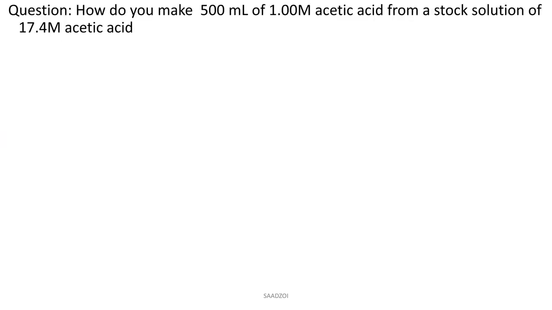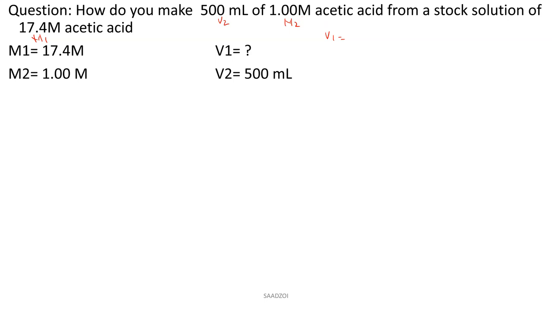All right, so how do you make 500 milliliters of 1 molar acetic acid from a stock solution of 17.4 molar? So let's label these parts. This is our M1, your stock solution. Whatever you start with is your M1. If you have a hard time figuring it out, it's the one that doesn't have a volume attached. This is your V2, because that's what you're looking for. That's your M2. So what am I looking for in this situation? V1. Well, you're looking for a little bit more than that, but we'll talk about it as we go through the question. So there are your values.